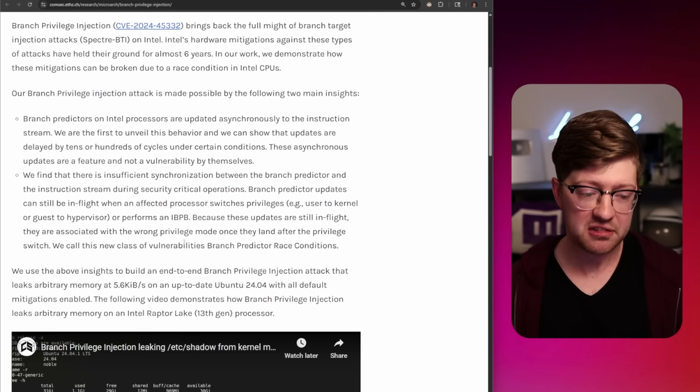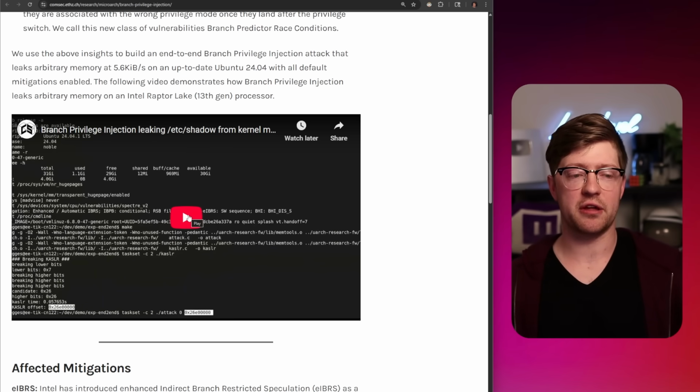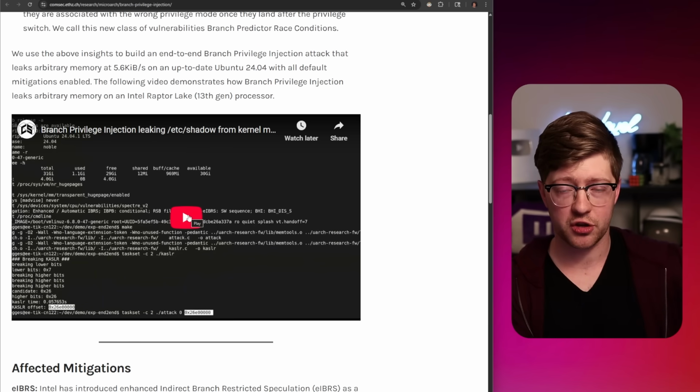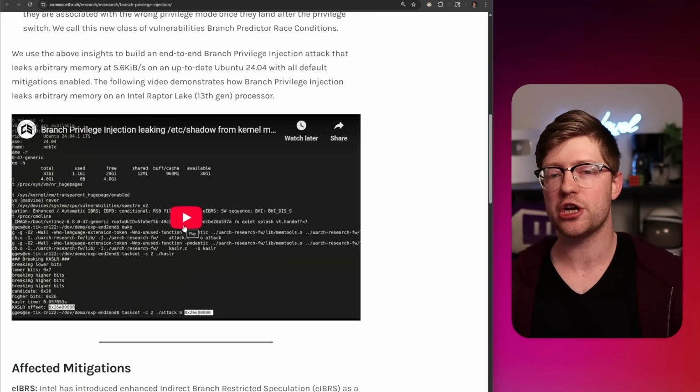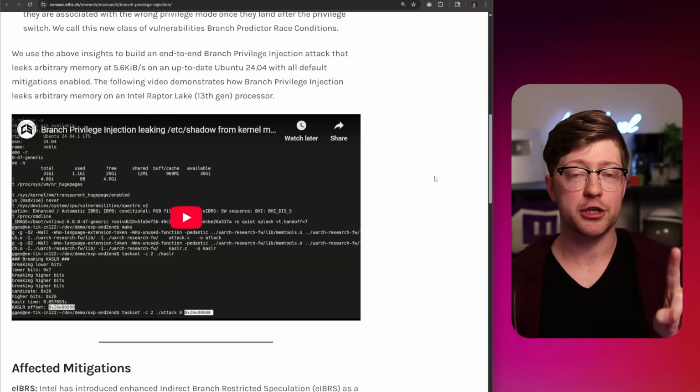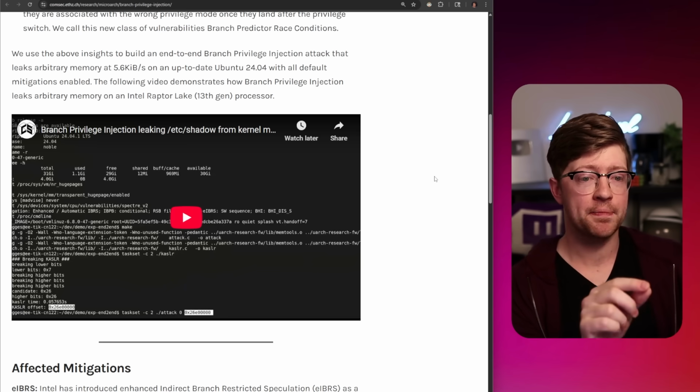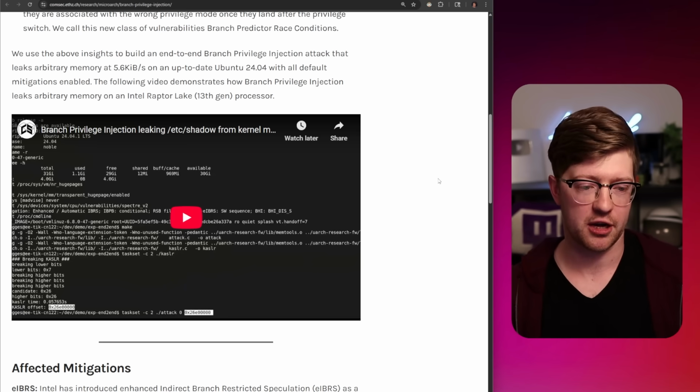And so by leveraging all these things, they were able to leak the base address of the kernel, which is bypassing kernel ASLR, and then leak /etc/shadow out of kernel memory by tricking the kernel's speculative engine into going places that it's not supposed to go. Watch this.